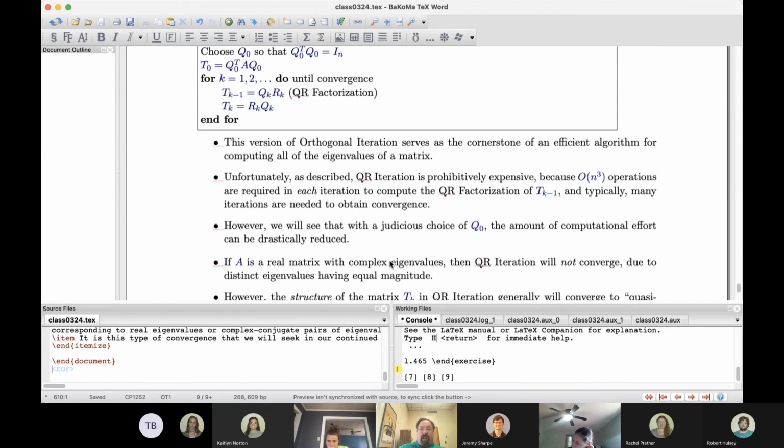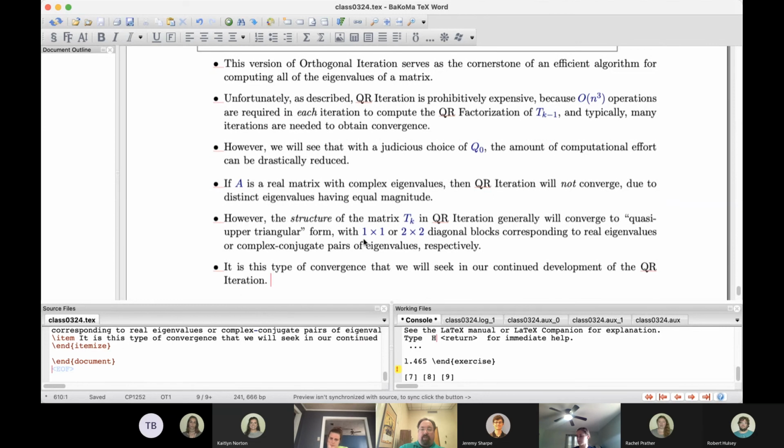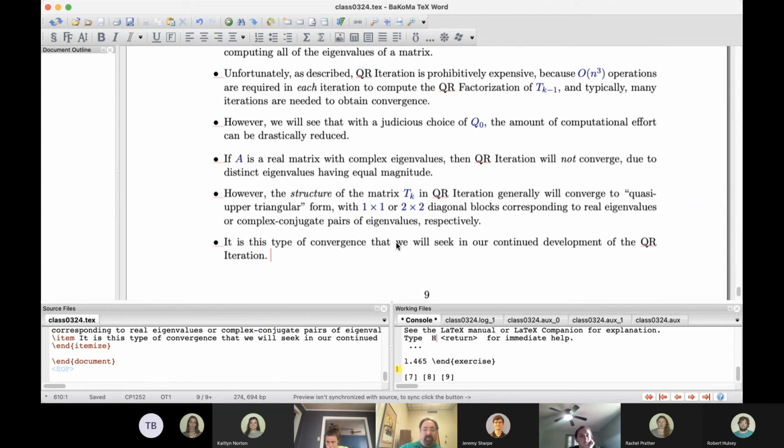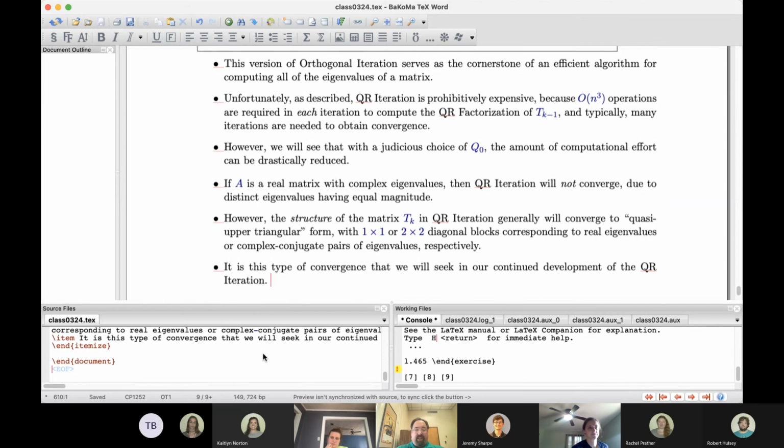Also, if A is real but has complex eigenvalues, it won't converge completely because you have distinct eigenvalues having equal magnitude, so that's a problem. But what we get is a block upper triangular form, so 1 by 1 or 2 by 2 blocks: 1 by 1 for real eigenvalues, 2 by 2 blocks for complex conjugate pairs. That's perfectly fine to converge to, because then we can get all the eigenvalues, real and complex. So in the last few minutes, I want to show you what this looks like in Matlab.